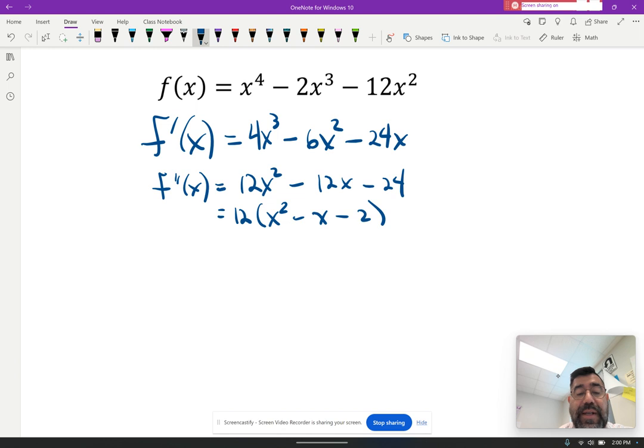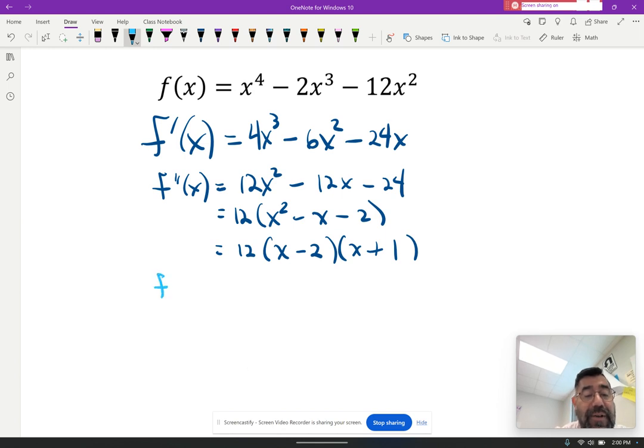And then I know that we can factor this out if we do something like this. I think it's x minus 2, x plus 1. And so there I have my second derivative. Great. Do we know what are the x values that make the second derivative equal to 0?